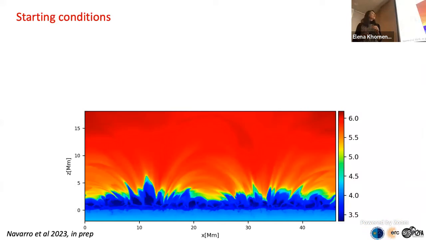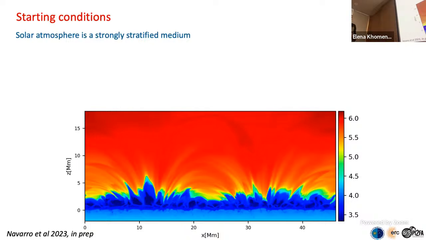So let's talk about starting conditions. What do we have there? Here is an example of recent modeling that a postdoc of my group, Ana Maria Navarro, has been doing, which shows beautiful loops expanding in the corona. This is an image that shows part of the subsurface layers of the sun, photosphere, chromosphere, and then corona.